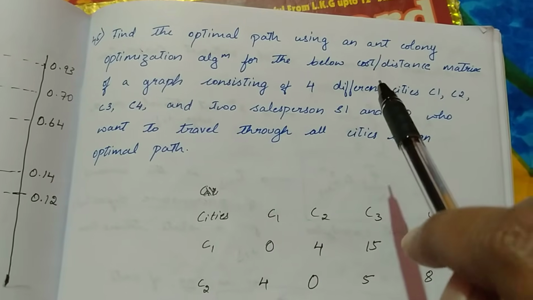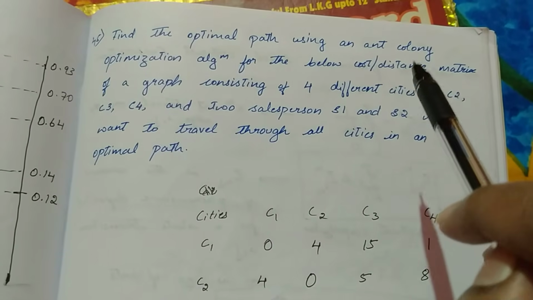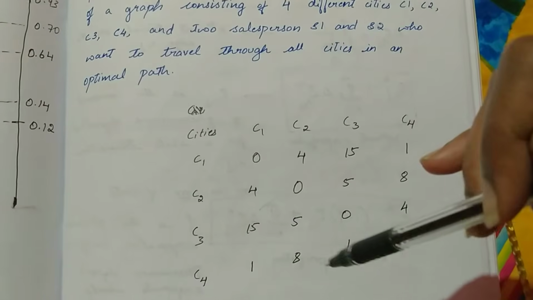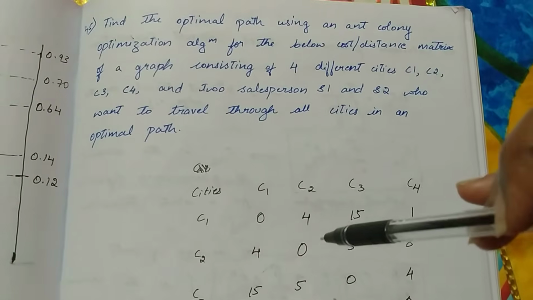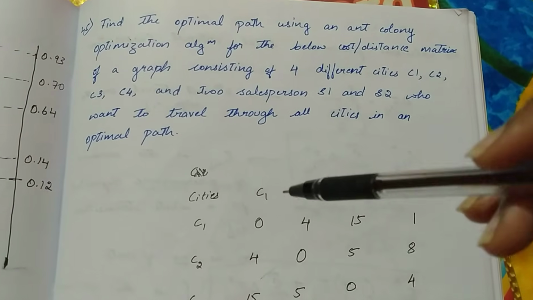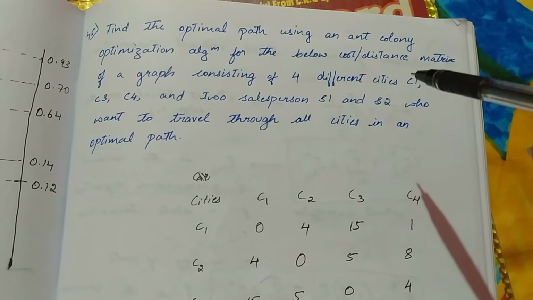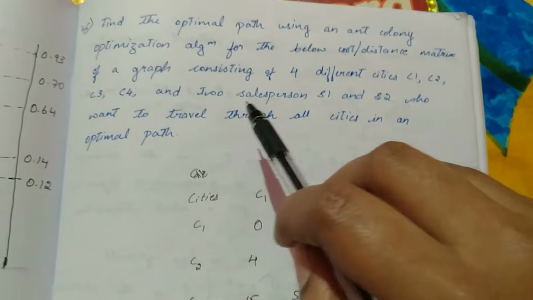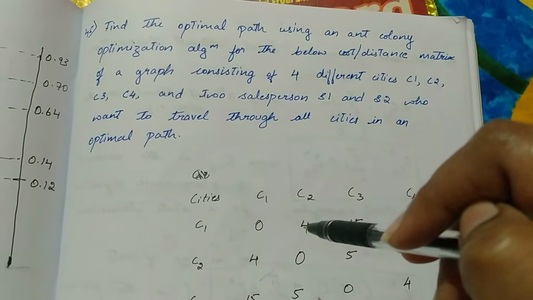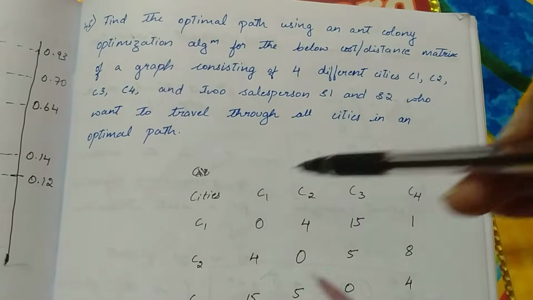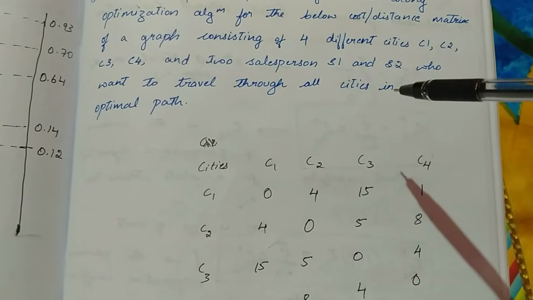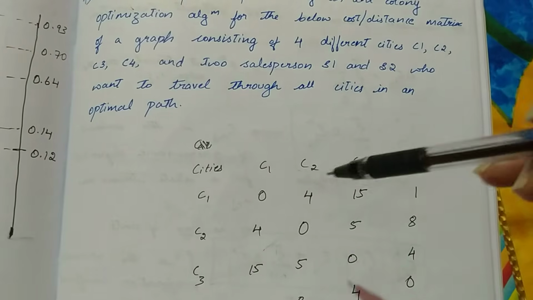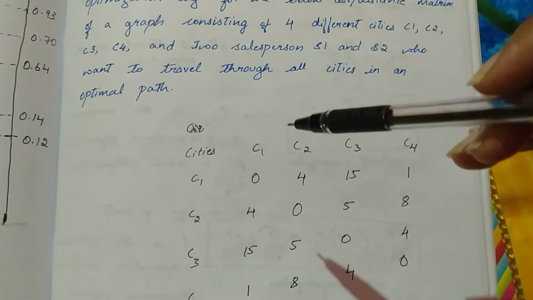In the question paper, there is no cost or distance matrix mentioned, but they're supposed to include this. This matrix must be included, but because of some unexpected thing, it is not included in the question bank. So we have to find an optimal path, and here we have four cities and two salespersons, who want to travel all cities in an optimal path. It's just like a traveling salesman problem.